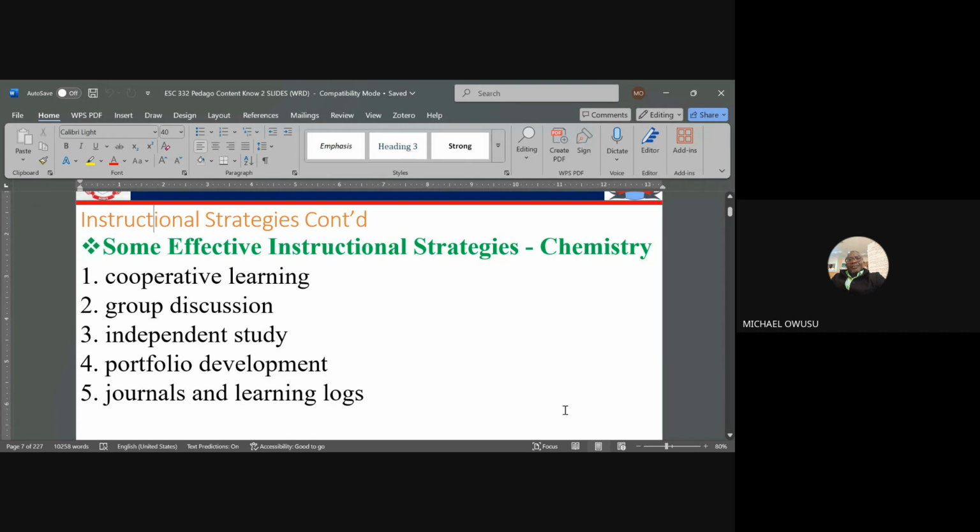Then we have what we call portfolio development. I hope you have heard of portfolio. Building a portfolio. In your study, have you come across portfolio building? Hello, my people, are you there? Yes, we have heard of it before. You have heard of it before, yes. Now, I hope almost all of you are in the classroom working, isn't it? Yes, most of us are teachers. Yes. Most of you are teachers.